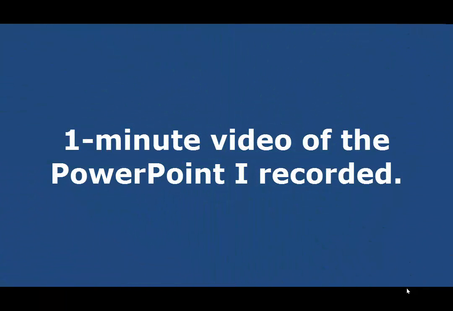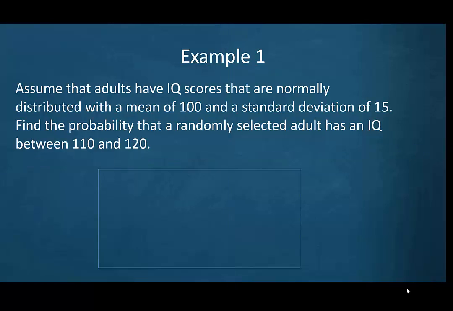Let's now look at some applications of the normal distribution. So example 1, assume that adults have IQ scores that are normally distributed with a mean of 100 and a standard deviation of 15. Find the probability that a randomly selected adult has an IQ between 110 and 120. So step 1, we want to draw and label the normal curve. So I've got a little box here for me to put the normal curve. Going to draw that out.